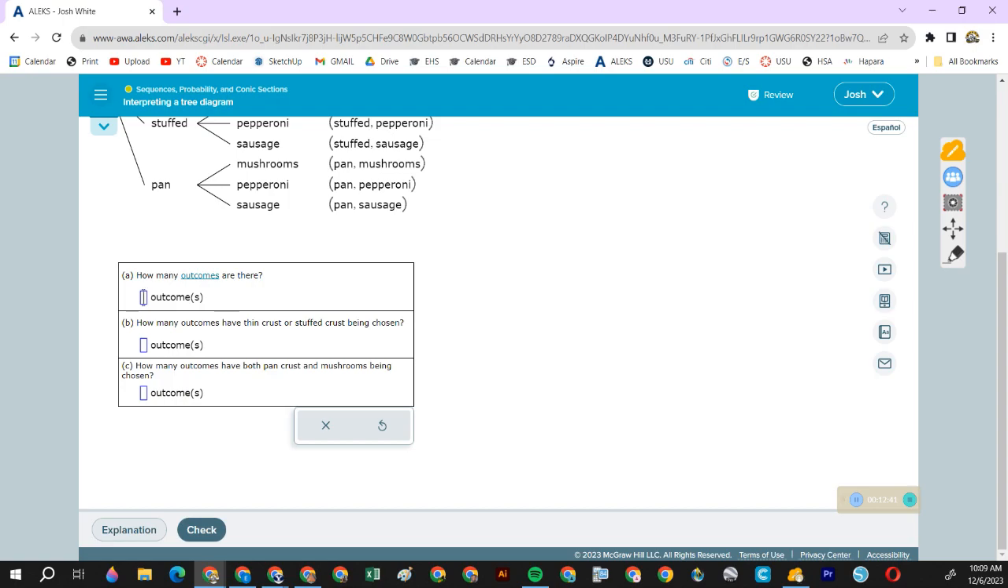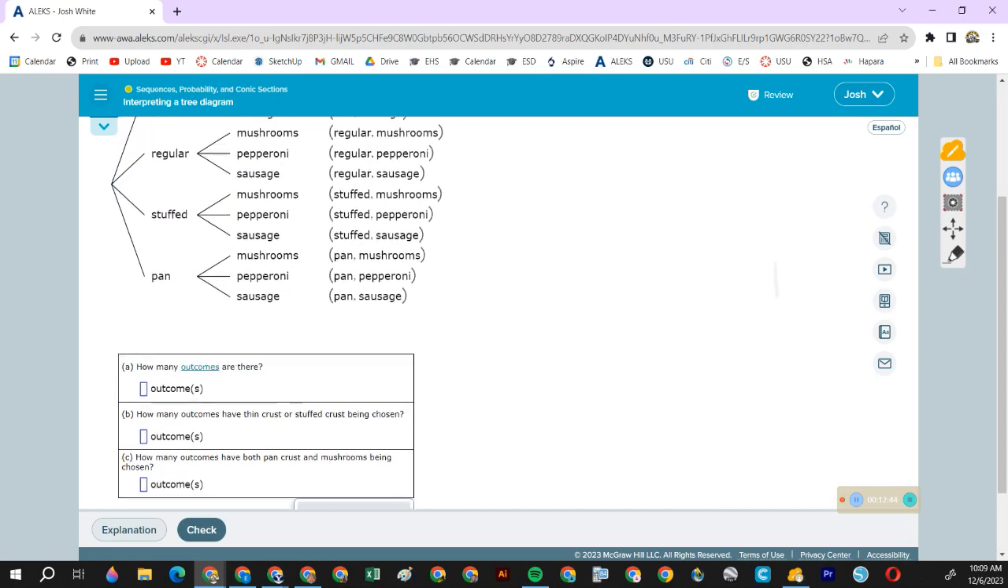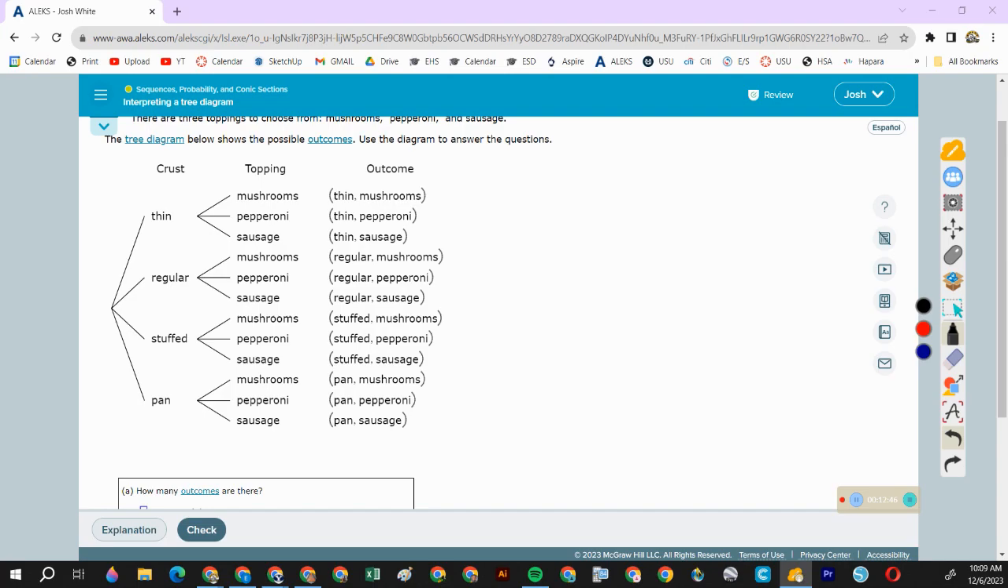How many outcomes have both pan crust and mushrooms? So I look at all the pans. How many of those have mushrooms? Just one.